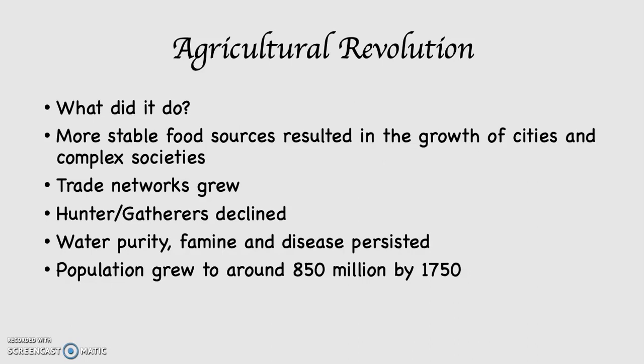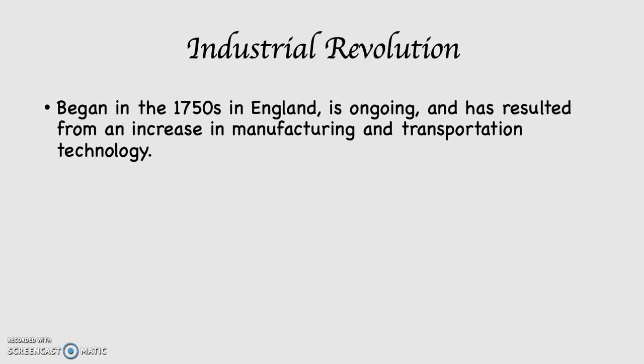So let's assume that 10,000 years ago there were about 10 million people. Over the next nearly 10,000 years, the population went up to 850 million people. The Industrial Revolution begins in the 1750s in England and really is ongoing. If you have a cell phone, this is part of the Industrial Revolution, and has resulted in an increase in manufacturing and transportation technology.